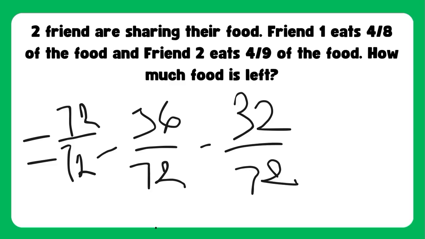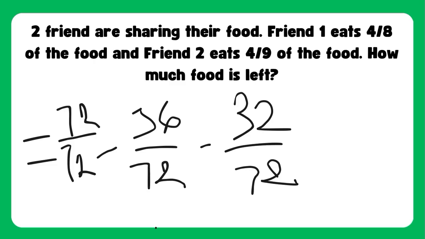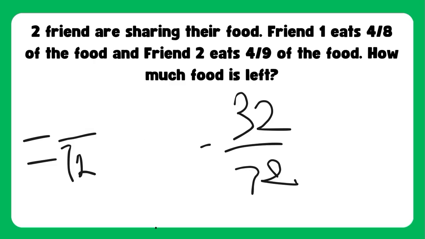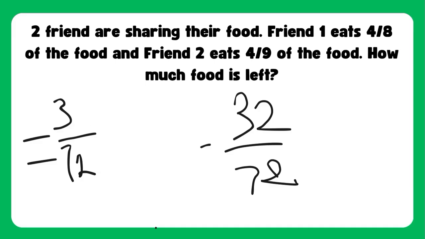So 72 minus 36. We can solve that and it will give us, let me just solve that here. This will become 6, this will become 12, this is going to become 6, 6 minus 3 is 3, so 36. So this is going to become 36/72. So cancel this out. This is going to become 36. And we have 36/72 minus 32/72. 36, 32, 6 minus 2 is 4, 3 minus 3 is 0, 0, 4. So we have 4/72 is our answer.